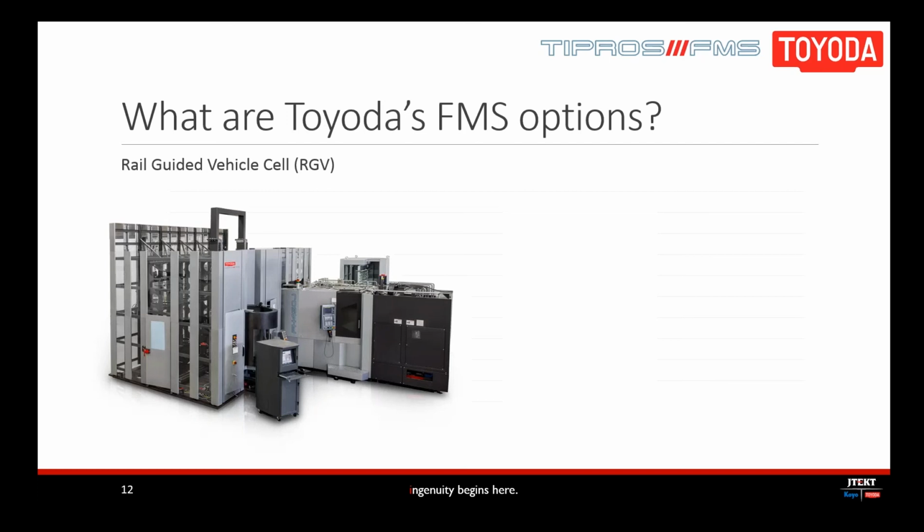And now we'll have Keith introduce our options. What do we have available at Toyota? We offer a rail-guided vehicle system, which we abbreviate RGV.